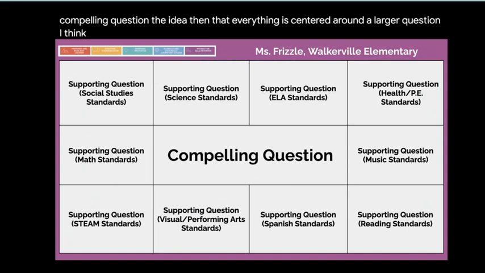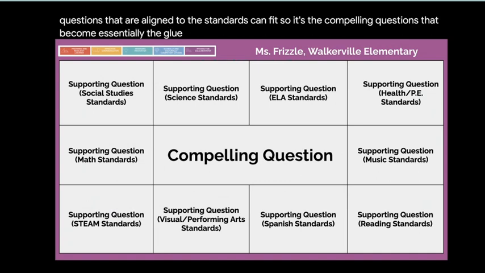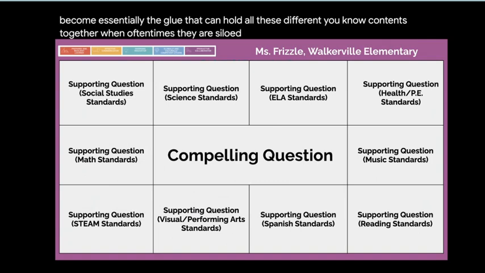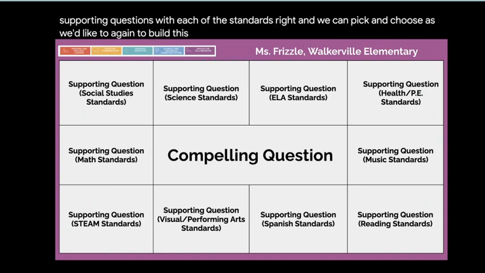Think of the compelling question as a gigantic umbrella through which all the other standards, all the other supporting questions that are aligned to those standards can fit. So it's the compelling questions that become essentially the glue that can hold all these different contents together when oftentimes they are siloed. So as you can sort of see here, there's supporting questions with each of the standards, right? And we can pick and choose as we'd like to, again, to build this as a great resource.